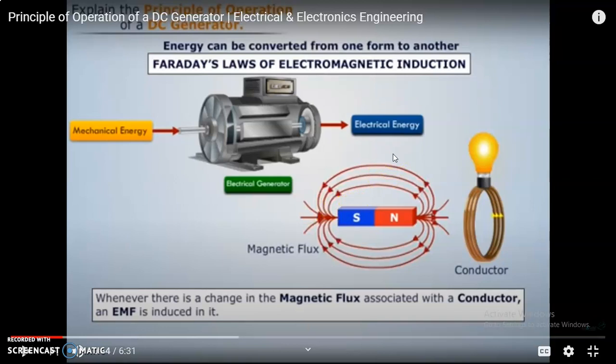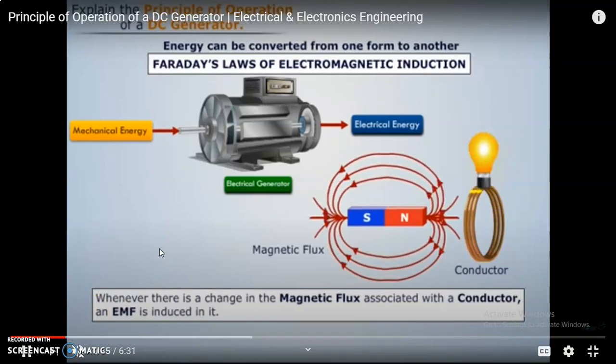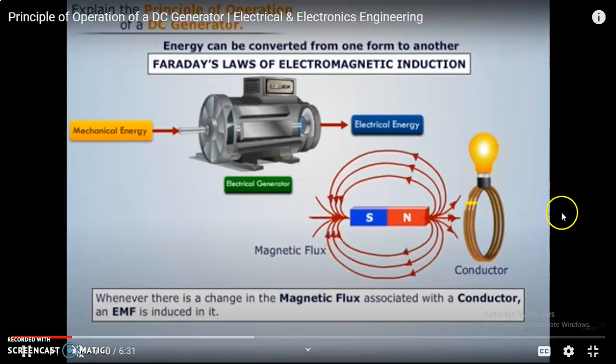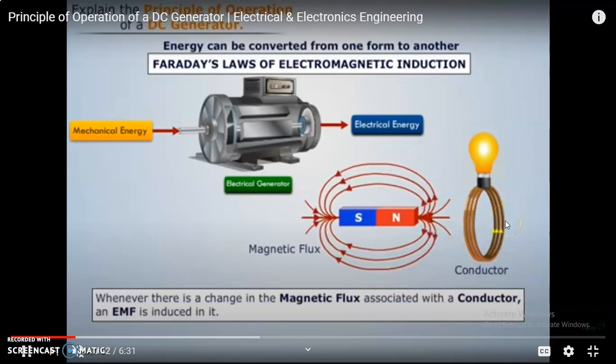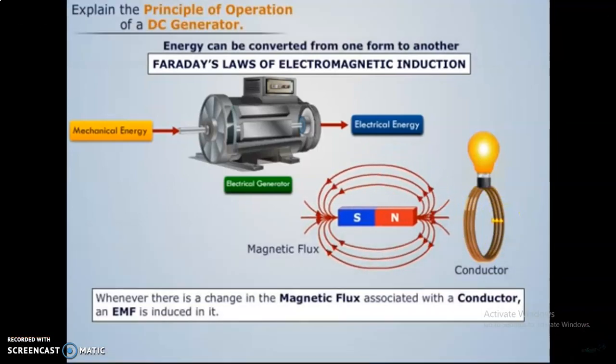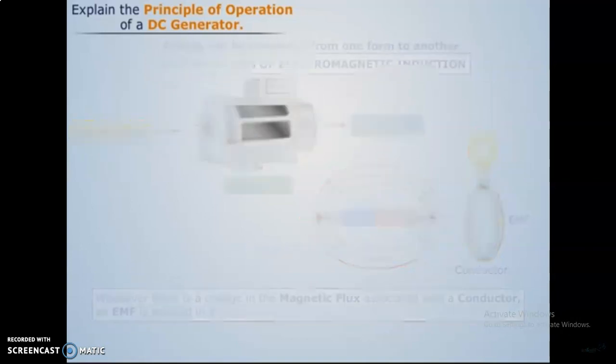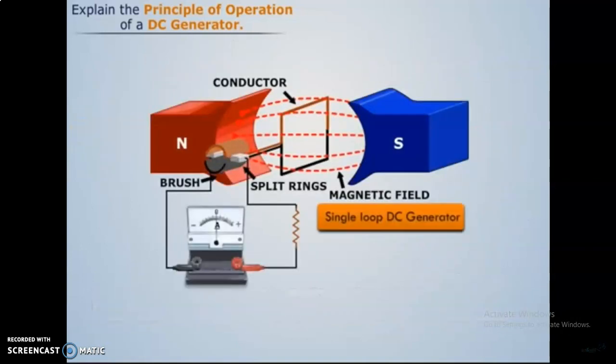So what's happening here? There is a magnetic flux, and we have a conductor. Whenever the magnetic flux is associated with the conductor, there will be a change in EMF, so the EMF is induced in it. Because it is a closed loop, there will be a current flow, so the bulb is glowing.